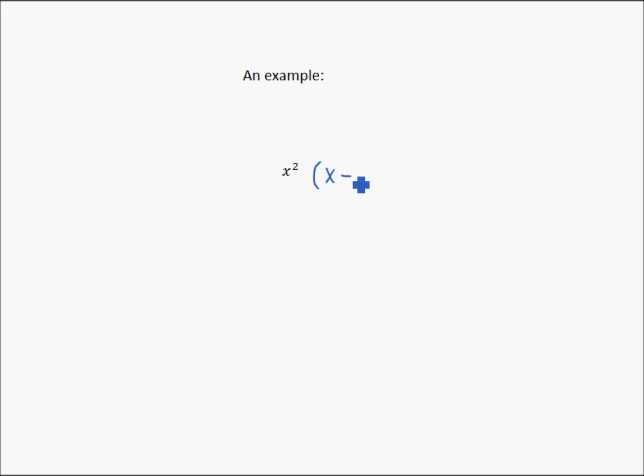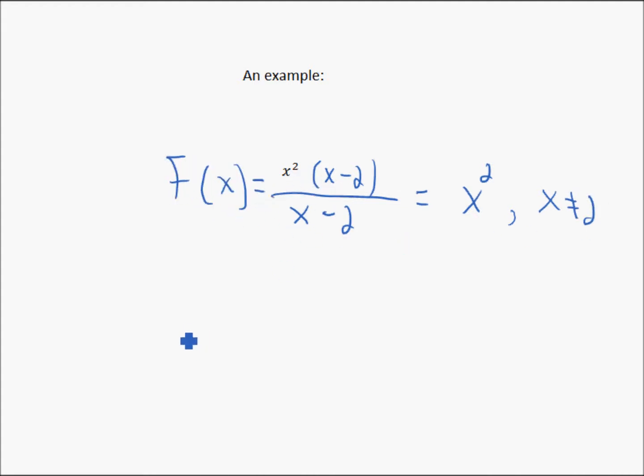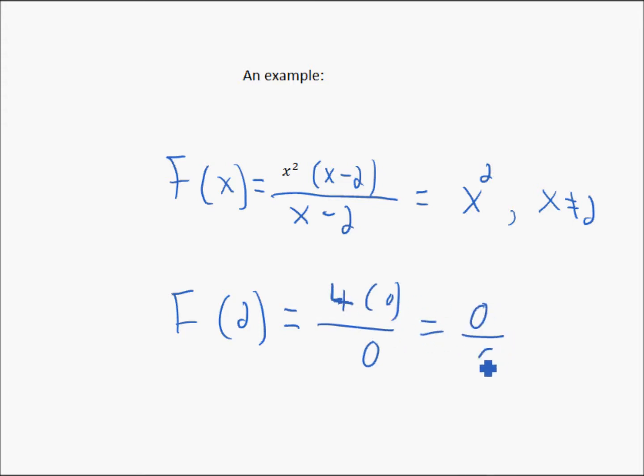I'm going to multiply it by x minus 2 over x minus 2. Now, these x minus 2's will cancel, so this still equals x squared, but it only equals x squared when x isn't 2. Because if you try to plug 2 into here, let's say this is f of x, f of 2 is now 4 times 0 over 0. First off, that's an ugly 4. That's 0 over 0. That's not a number.